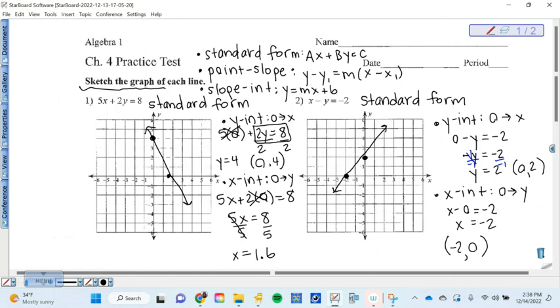Standard graphing from standard form. Can you give me like thumbs up, sideways, or down? Okay, I'll take it. If you need more help on this, come in during tutoring, come in during lunch.